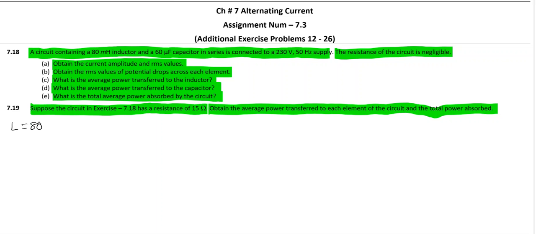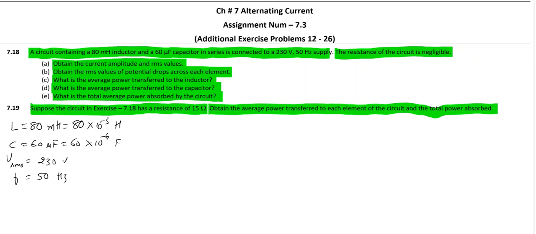L is 80 millihenry. It should be considered as 80 into 10 raised to minus 3 henry. The capacitor has capacitance 60 microfarad, that is 60 into 10 raised to minus 6 farad. VRMS is 230 volt, frequency is 50 hertz.